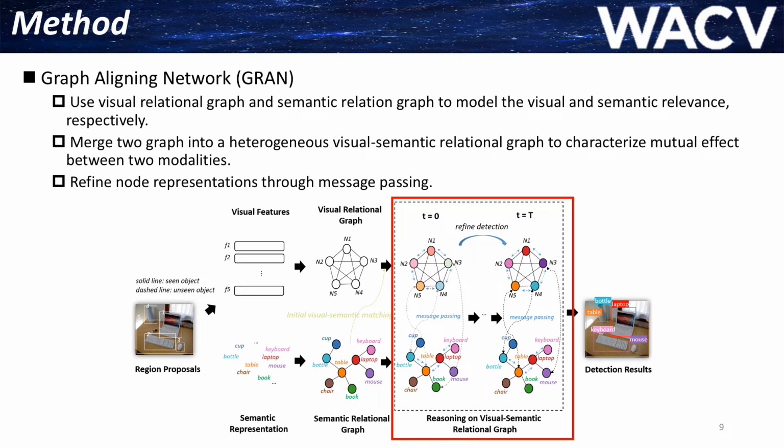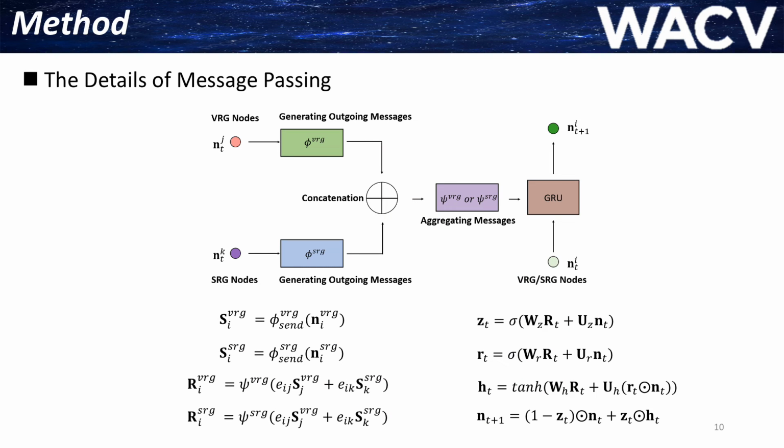Third, message passing among nodes is enforced to refine their representations. In message passing, each node in the graph generates an outgoing message, and receives and aggregates other nodes' messages. Then for each node, we use a GRU to fuse the aggregated messages and the current node state.